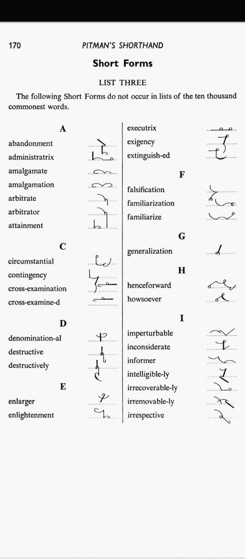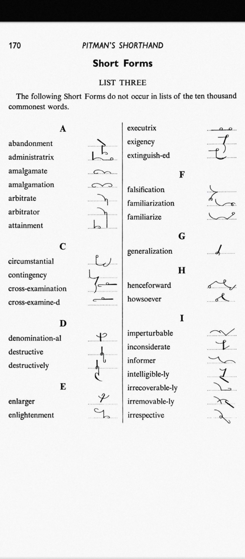Amalgamation, M stroke with L hook, another M stroke with shun hook on the line. Arbitrate, downward R on the line, TR halved here for the sake of T. Arbitrator, downward R on the line, TR doubled here for the sake of TER. Attainment, T on the line, M halved here with N hook on the line.